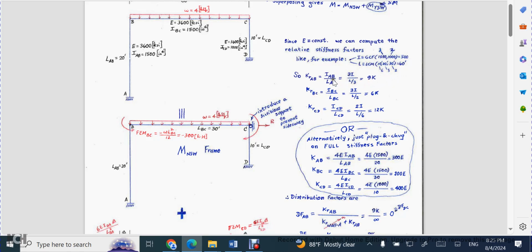Then what I did was I just took that ratio for my relative stiffness factors. So I over L for the AB comes out to being 9 times K, where K is I over L, and so on and so forth.